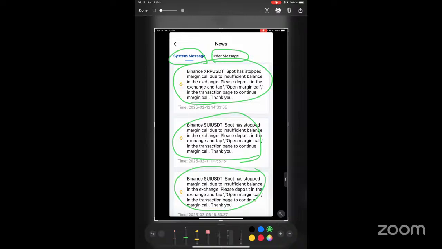Then later, if the robot is not able to get USDT to buy, it gives you messages like this, that so and so has stopped. So when you have USDT, you turn on the margin call. How would you get USDT? You can choose to buy more, or you exercise patience for the margin calls that have already bought to sell. Once it sells and you have more USDT, you need to turn it on. If you don't turn it on, the robot will not continue to buy. It will only be selling when it gets the opportunity to sell. I hope that part is also clear.